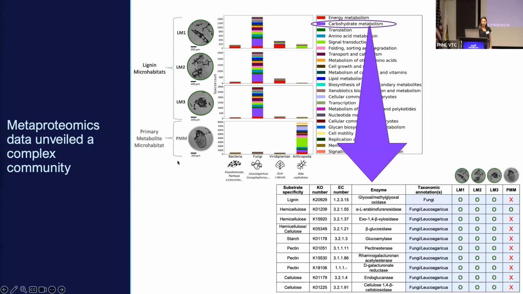What was really interesting was that for the primary metabolite microhabitat, as we called it, that was the feature that was coming from ant, and by doing some deeper literature research, we realized that it was basically an ant egg.